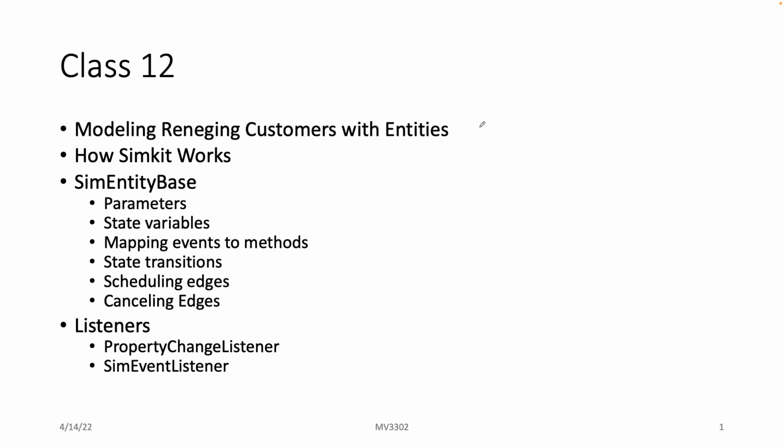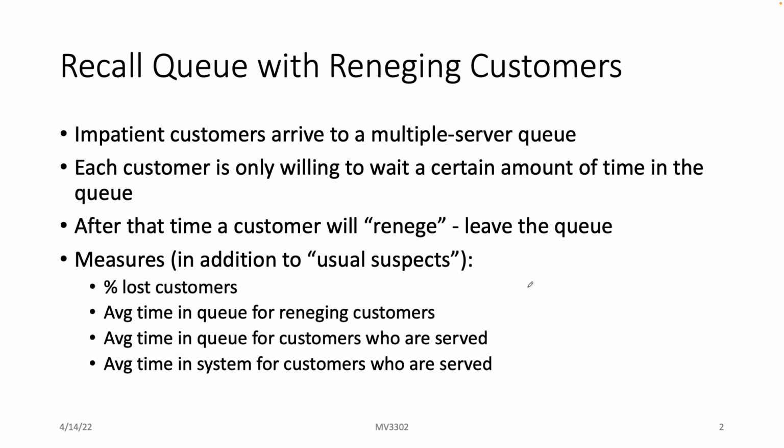So we'll do that, and then time permitting, I want to be a little bit more explicit in presenting to you some things about how SimKit is working. Okay, so our queue with reneging customers, again, they're impatient. They arrive to a multiple server queue, and each customer is only willing to wait a certain amount of time. And after that, they're going to renege, leaving the queue. And the measures that we're interested in, in addition to the usual suspects, are things like the average number in the queue, average delay in queue, average number in system, et cetera.